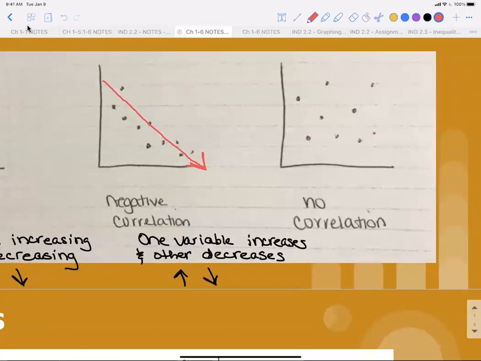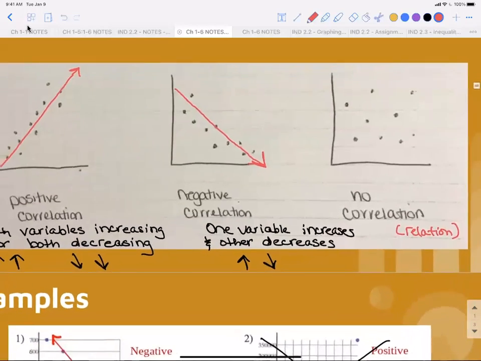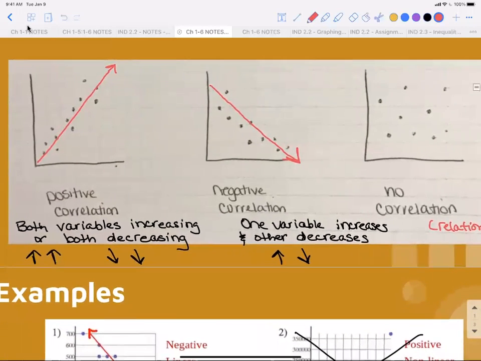Okay. And again, you can also put no relation if you want, because no correlation, no relation, it means the same thing. Those two words are interchangeable. Okay. And if I were you in your notes, I would put the arrows just as a reminder. Positive is both up or both down. And negative is when one goes up and one goes down.